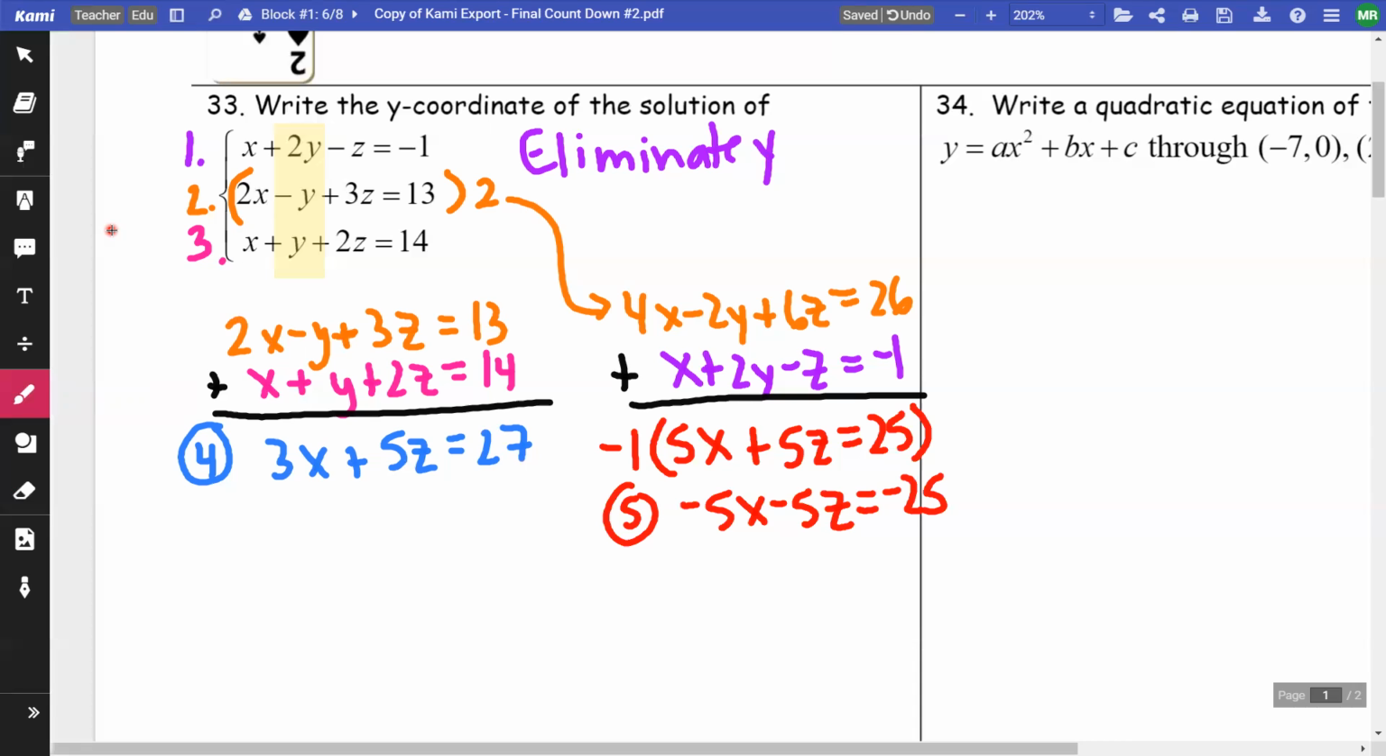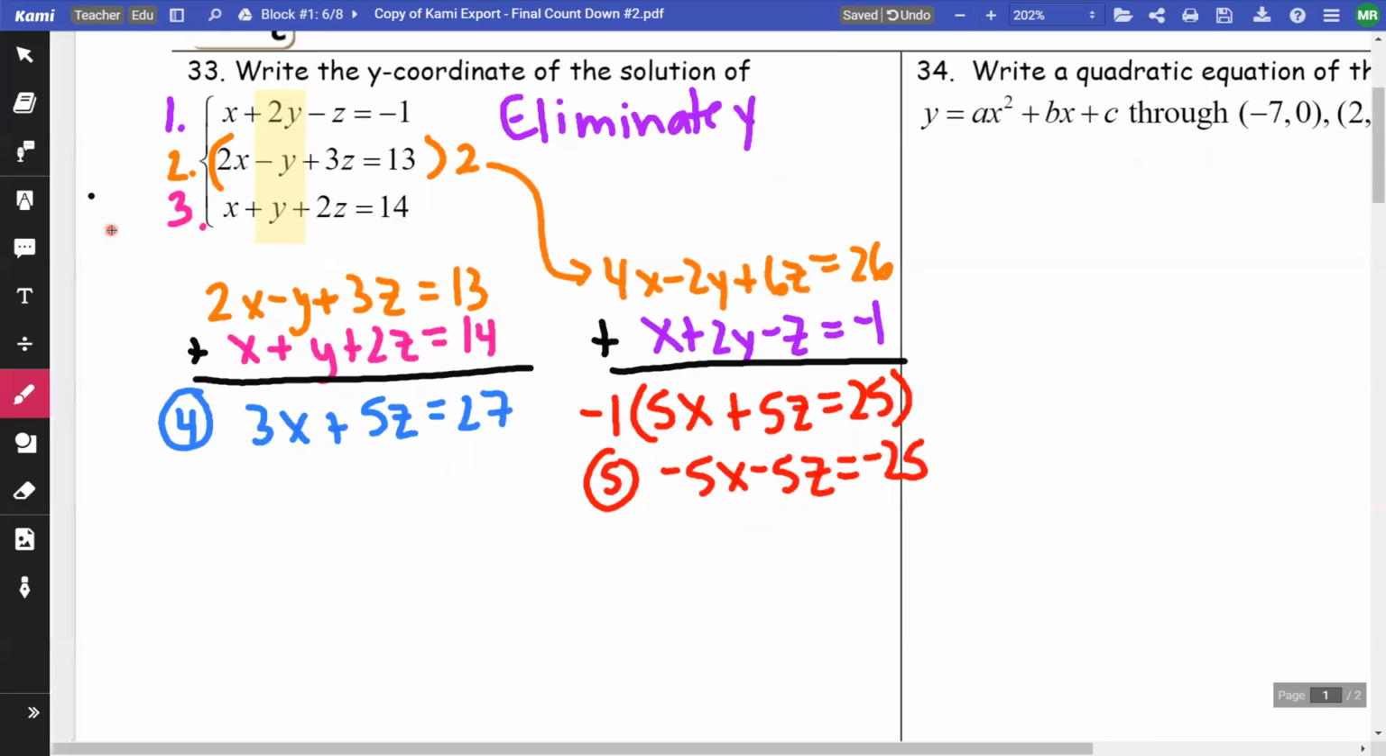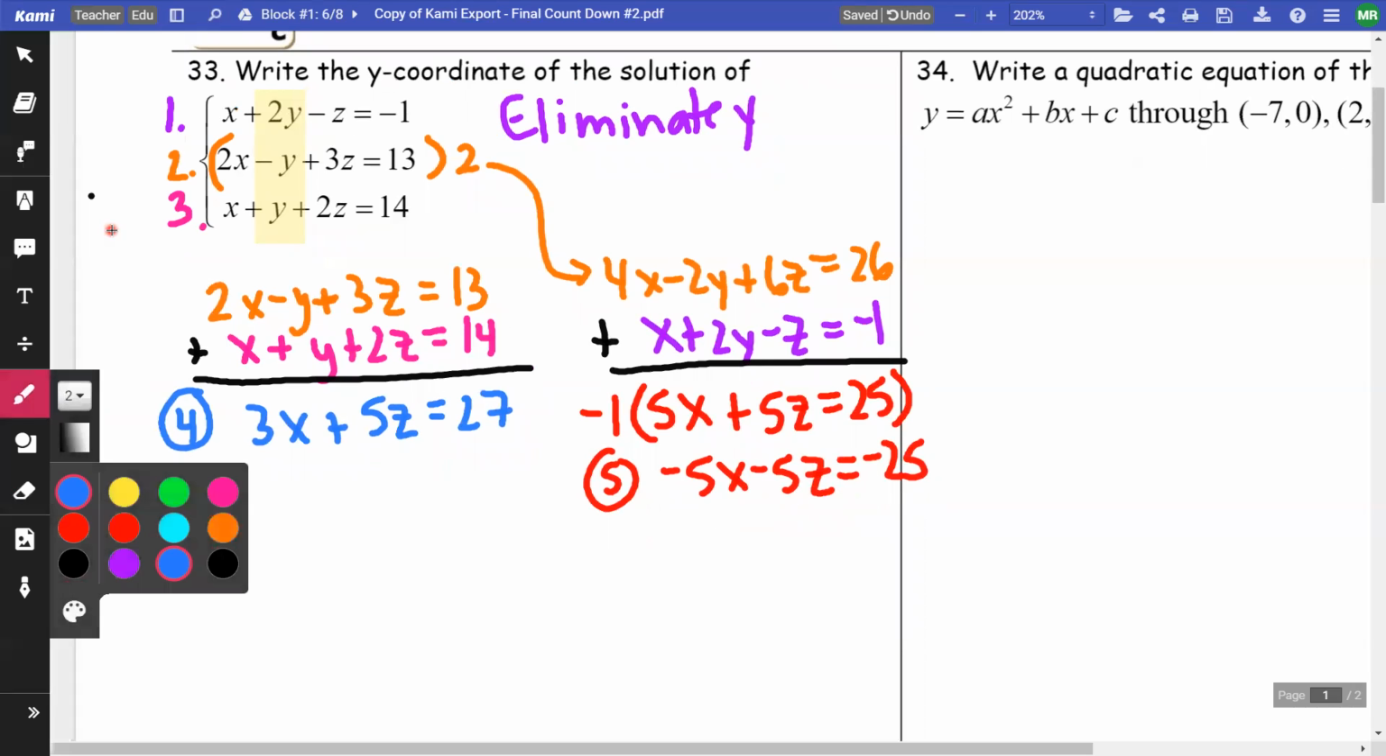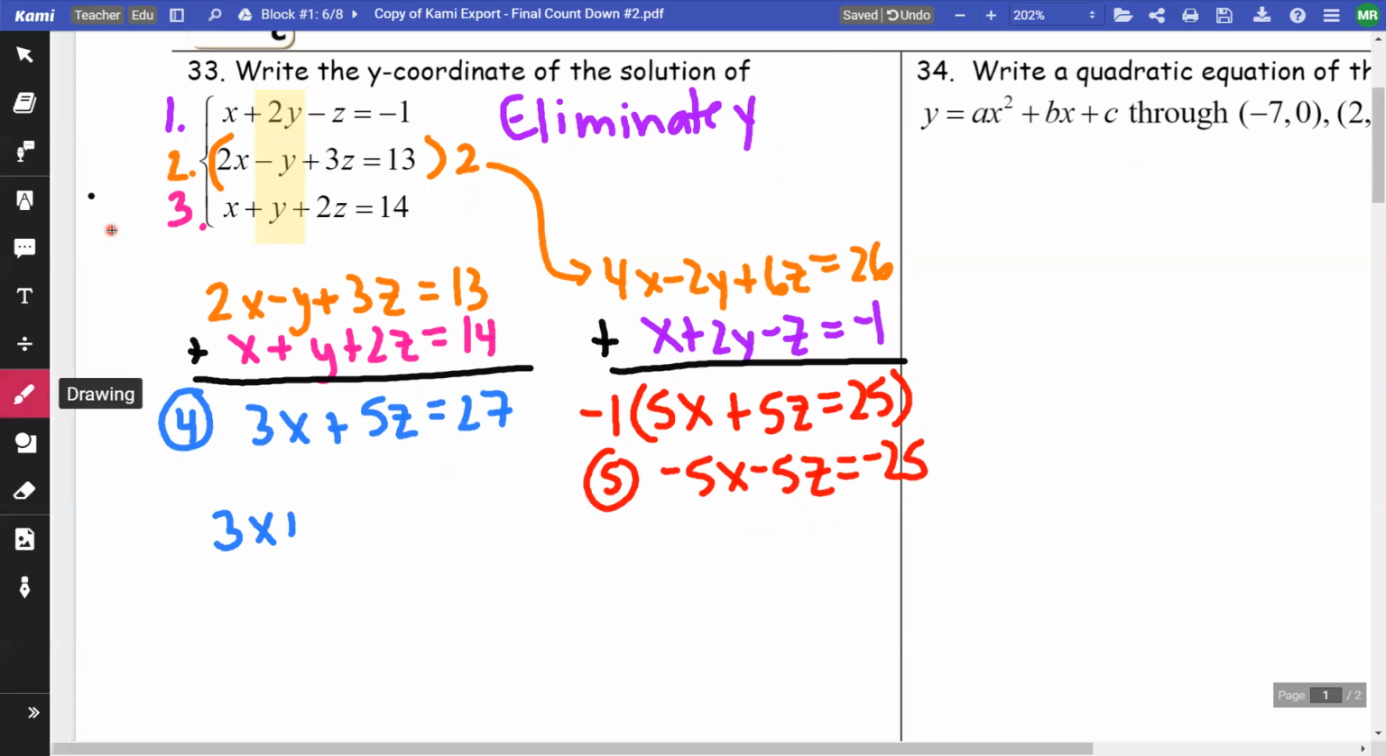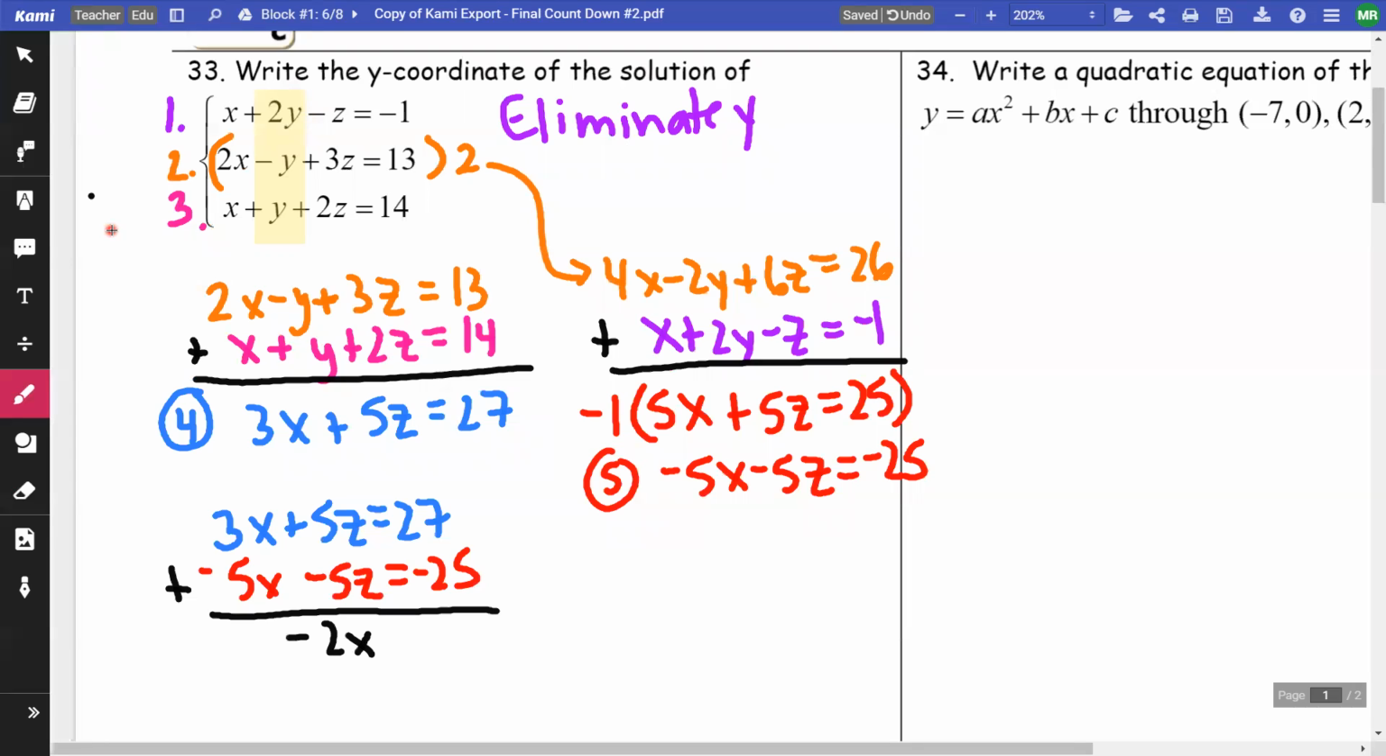So now I'm going to take equation 4 and 5, and I'm going to solve that system. Let me write equation 4 again: 3x plus 5z is equal to 27. And I'm going to take my equation 5, which is negative 5x minus 5z is equal to negative 25. I'm going to add those together, and I get negative 2x, my z's cancel out, is equal to 2. So I get x is equal to negative 1.